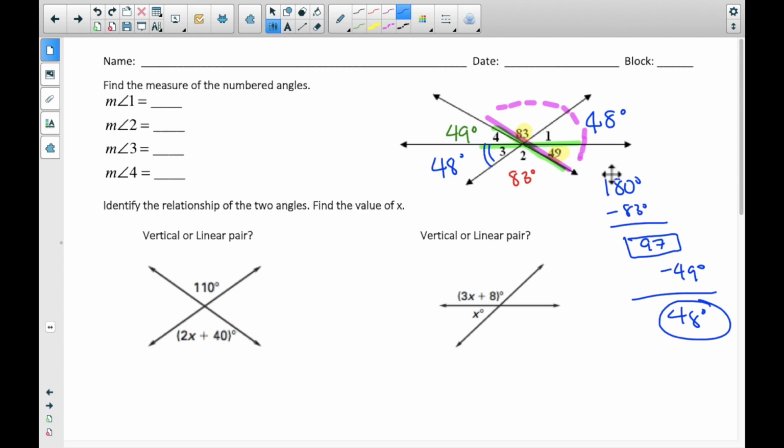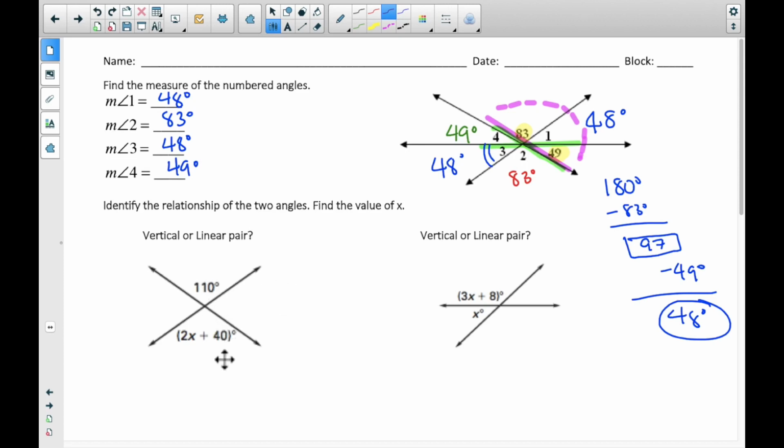Or over here, there's a bunch of different ways you can see it. So let's go back to over here. Angle 1 is 48, 2 is 83, 3 is 48, and 4 is 49. All right, in this next section, we're just asking, is it vertical or linear pair?